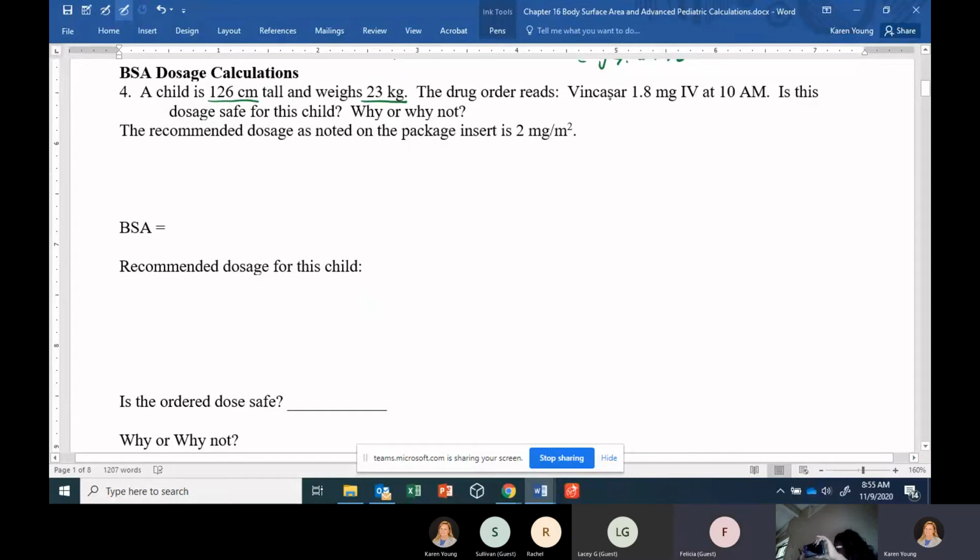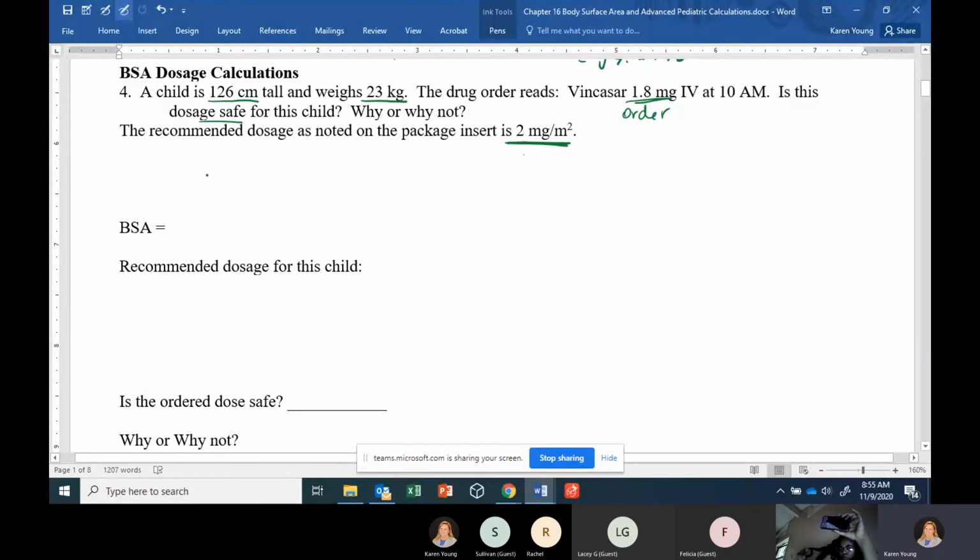And then the drug order reads, whatever that medication is, at 1.8 milligrams. So this is my order. And they're to give it at 10 a.m. Is this dosage safe for this child? Why or why not? So I want to know, is it safe? And then it tells me, on the package insert, the recommended dosage is 2 milligrams per meter squared. Okay. So first thing I want to find out is, what is my BSA?